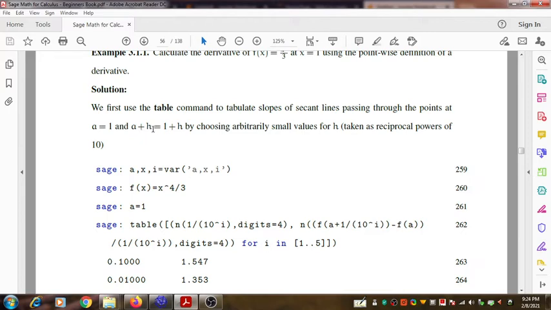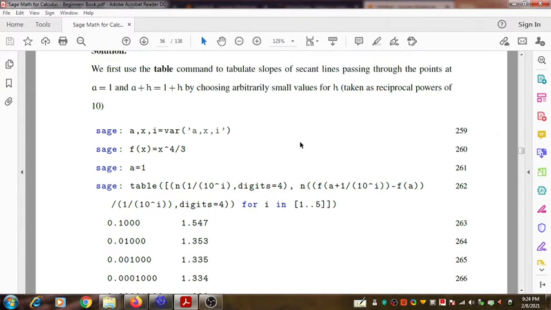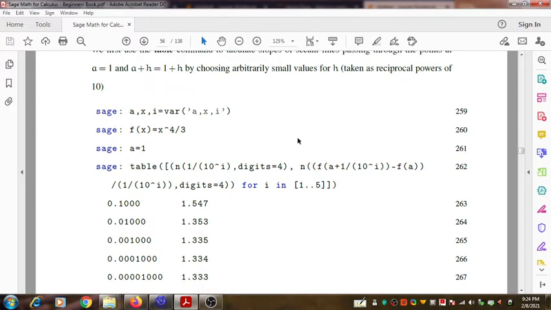Then a plus h, since a equal to 1, becomes 1 plus h in this problem. a plus h is the general case, but in this specific example, since a equal to 1, we can rewrite it as 1 plus h. So by choosing arbitrarily small values of h, we allow h to tend to 0, and we can find the corresponding values.